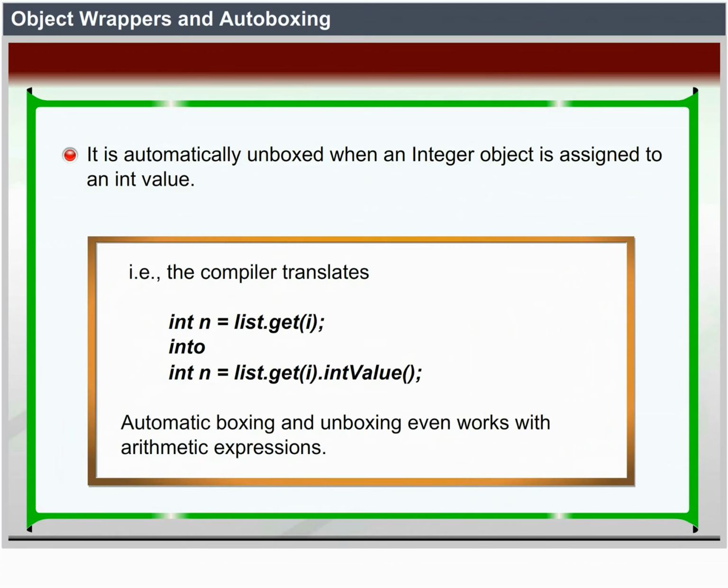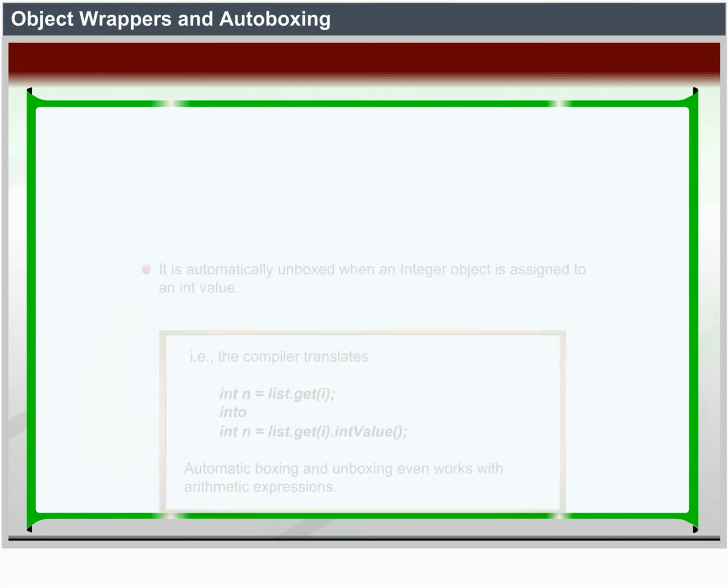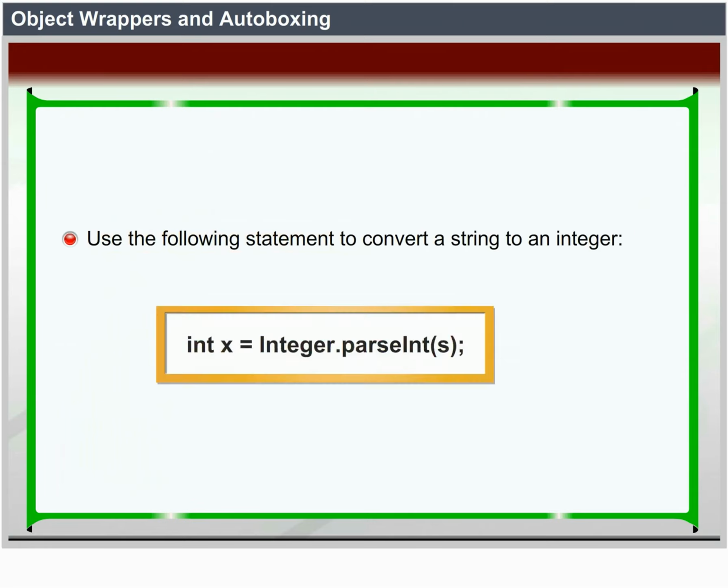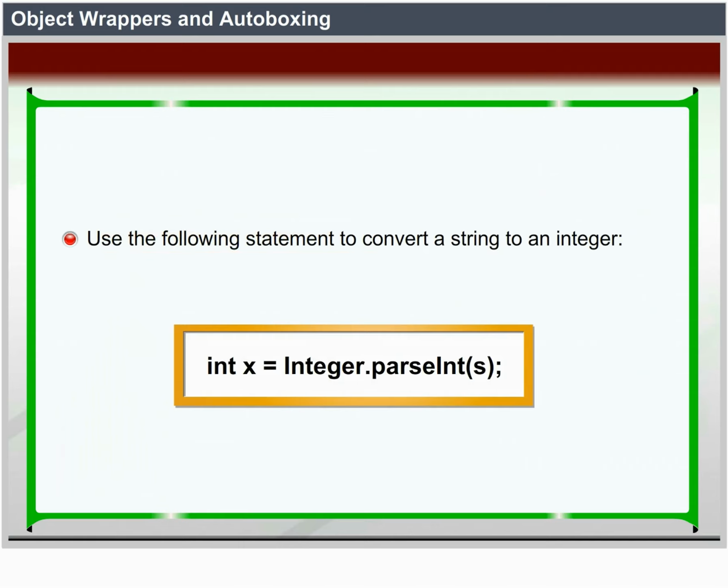It is automatically unboxed when an Integer object is assigned to an int value. That is, the compiler translates int n = list.get(i) into int n = list.get(i).intValue(). Automatic boxing and unboxing even works with arithmetic expressions. Use the following statement to convert a string to an integer: int x = Integer.parseInt(s).